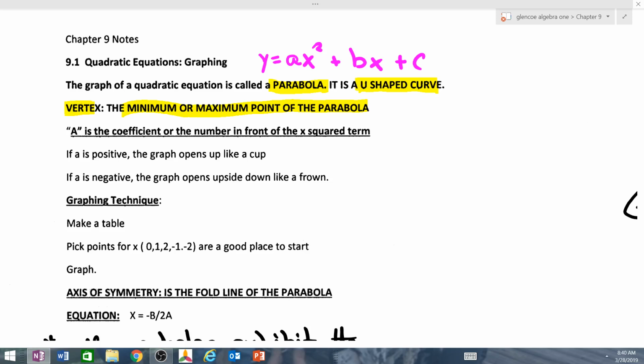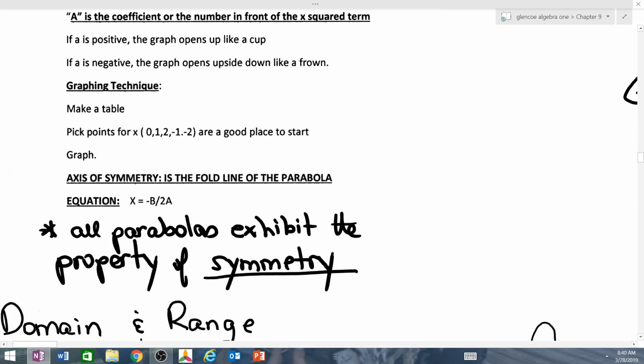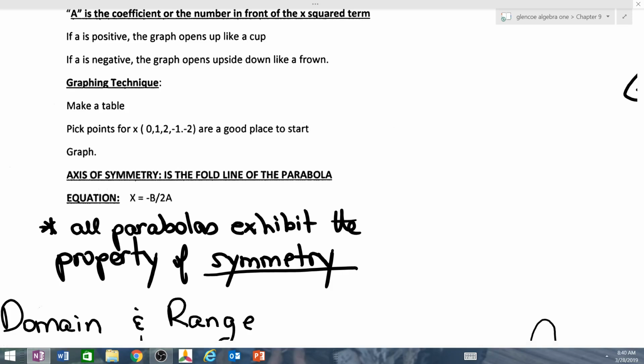What method do we use for graphing? Well, in Algebra 1, we make a table. We pick points for x. We generally use 0, 1, 2, -1, and -2. It's a very good place to start. We're also going to talk about the axis of symmetry. And the axis of symmetry is what we call the fold line of the parabola. The equation for the axis of symmetry is x equals -b over 2a. And all parabolas exhibit the property of symmetry.